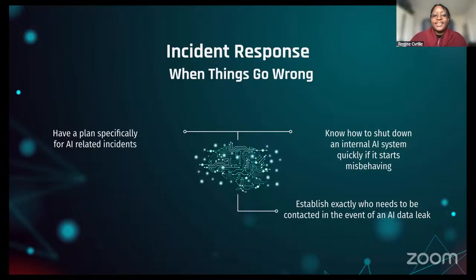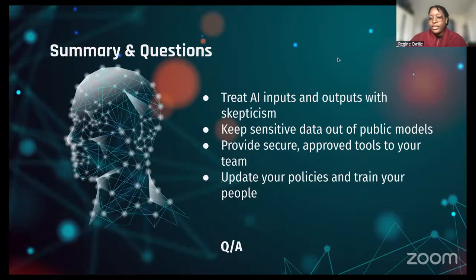I'm concluding. Thank you all for listening. In summary, we can say that we should treat AI inputs and outputs with skepticism. Don't trust the inputs or the things that it gets. Maybe the model could have been poisoned. Then the output, maybe something is not right. I can verify, it could have been hallucinating, right?